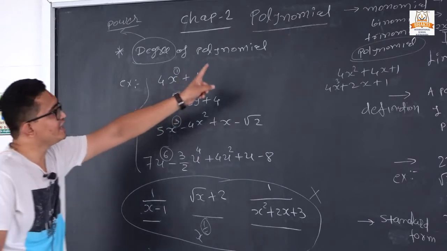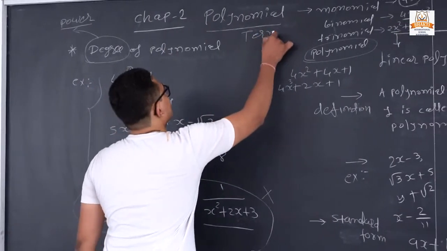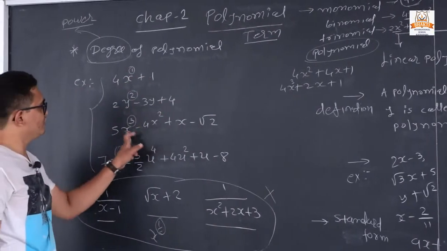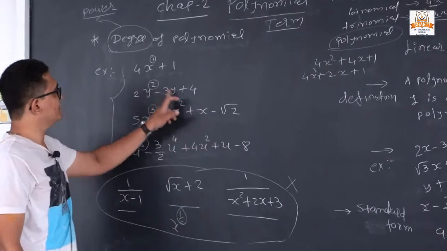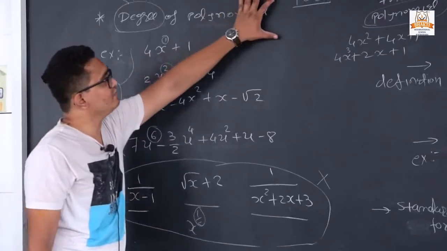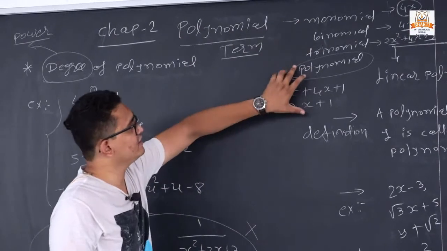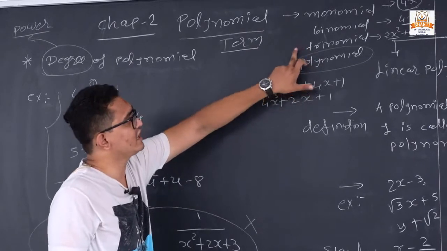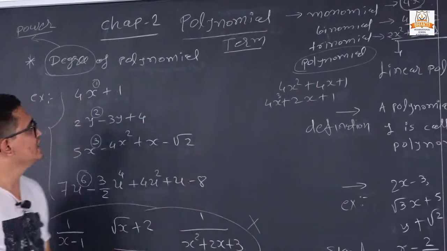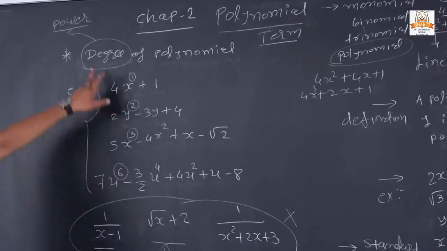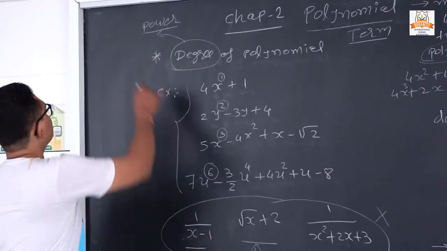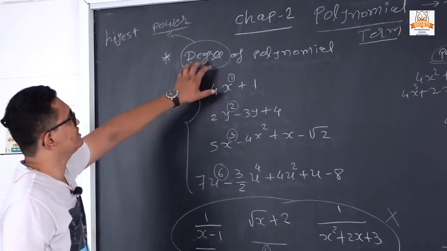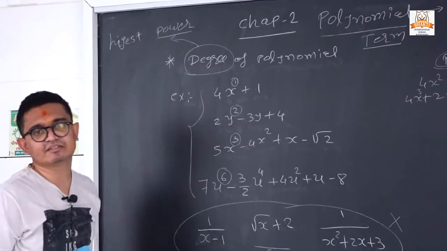So two things are clear now. First, according to the term, term means 1 and 2. Here 2 terms, here 4 terms, 3 terms, 2 terms. So according to the terms, we classify polynomials into 4 different classifications: monomial, binomial, trinomial and polynomial. Now the second thing is what? Degree. Degree means highest power. The highest power of any algebraic expression is called its degree.